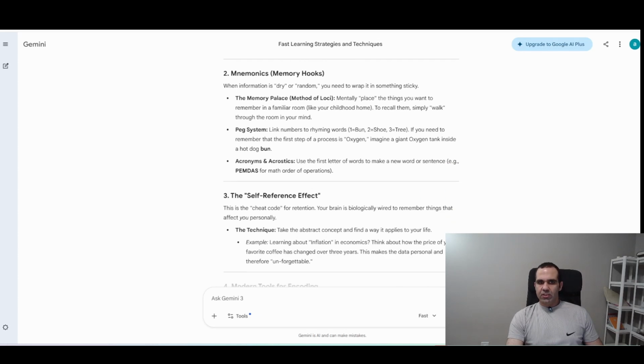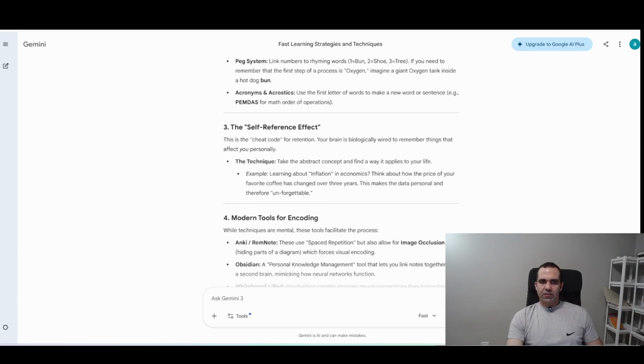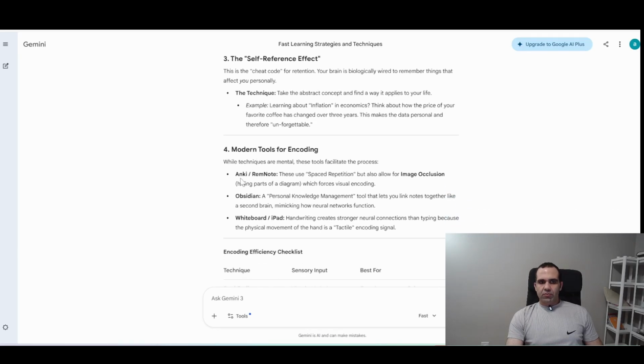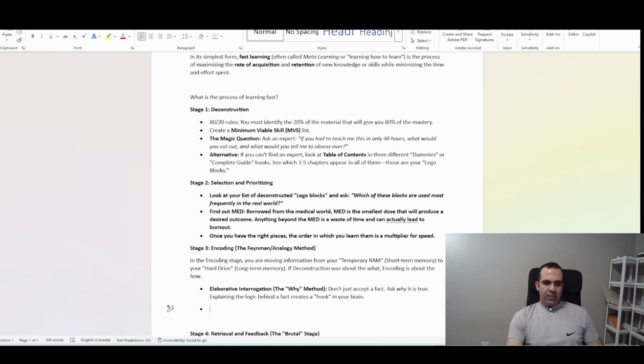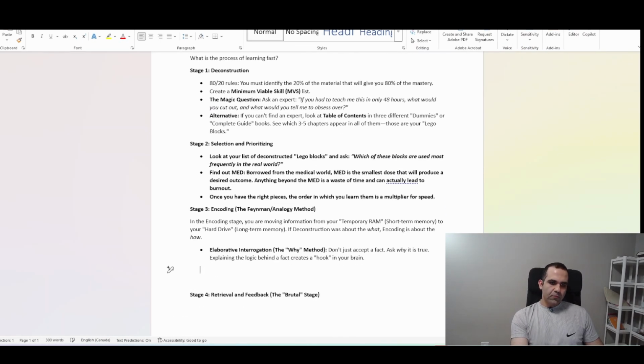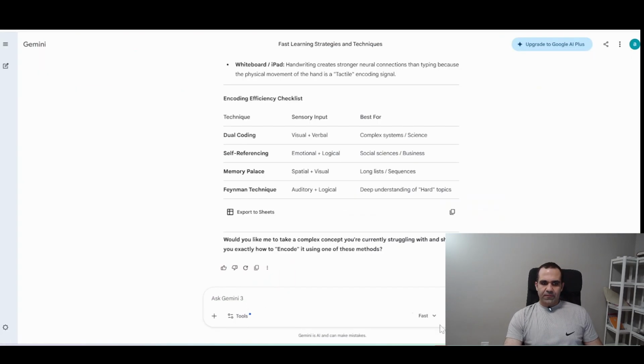Peg system: link numbers to rhyming words. Acronym: use acronyms. The self-reference effect, modern tools like Anki. Okay, this is just about learning: learning techniques, learning tools. And the last is retrieval and feedback.